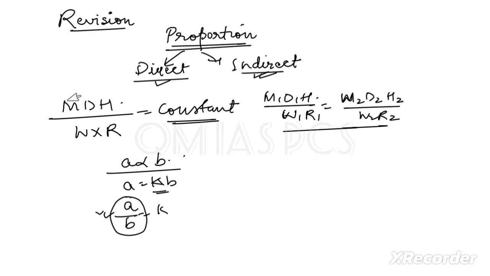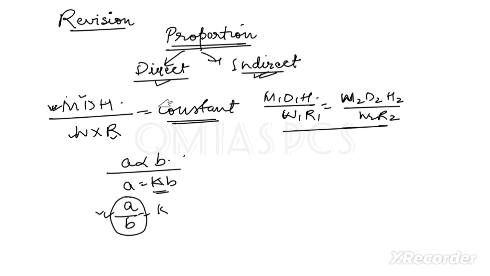So here you can see this M and W, this M and this R, this D and this W, whatever is in numerator and whatever is in denominator, these are in direct proportion. Okay, one more thing. This M is man, D for day, H for hour, W for part of work, and R for rupee, that means their salary.